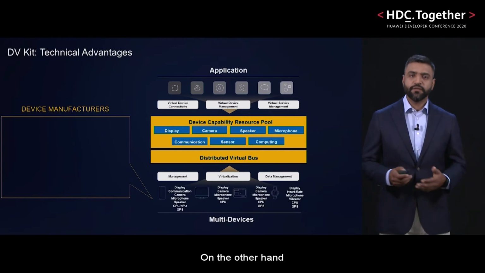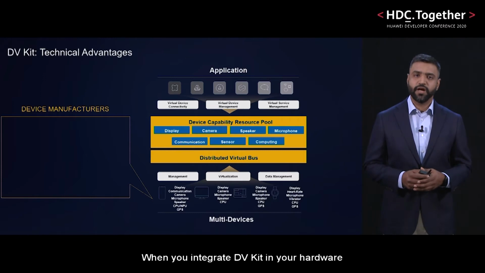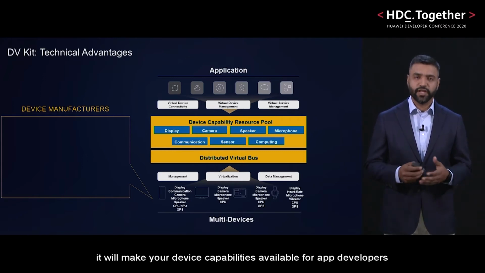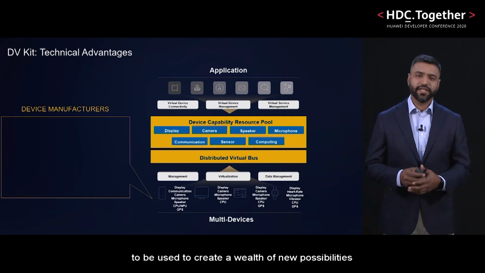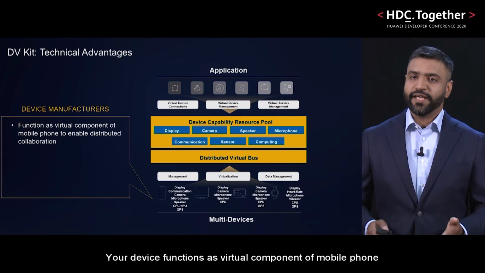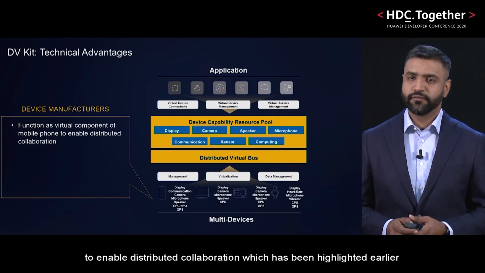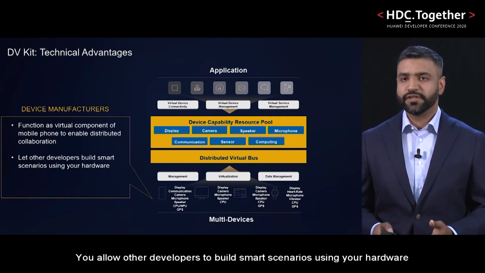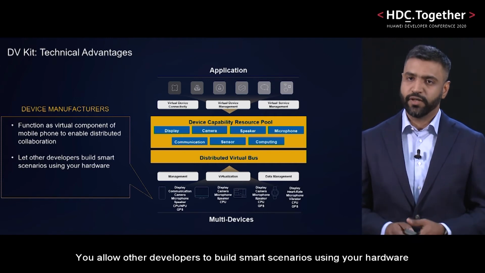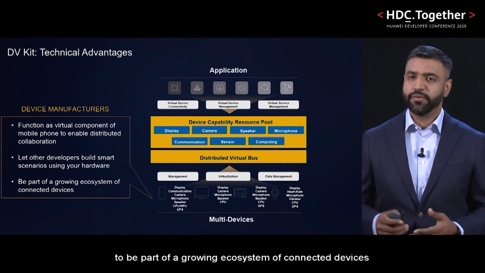On the other hand, hardware device manufacturers play an equally key role in our ecosystem. When you integrate DV-Kit in your hardware, it will make your device capabilities available for app developers to be used to create a wealth of new possibilities. By doing so, your device functions as a virtual component of a mobile phone to enable distributed collaboration, which has been highlighted earlier in this talk. You can allow other developers to build smart scenarios using your hardware, and most importantly, it offers a very unique opportunity to be part of a growing ecosystem of connected devices.